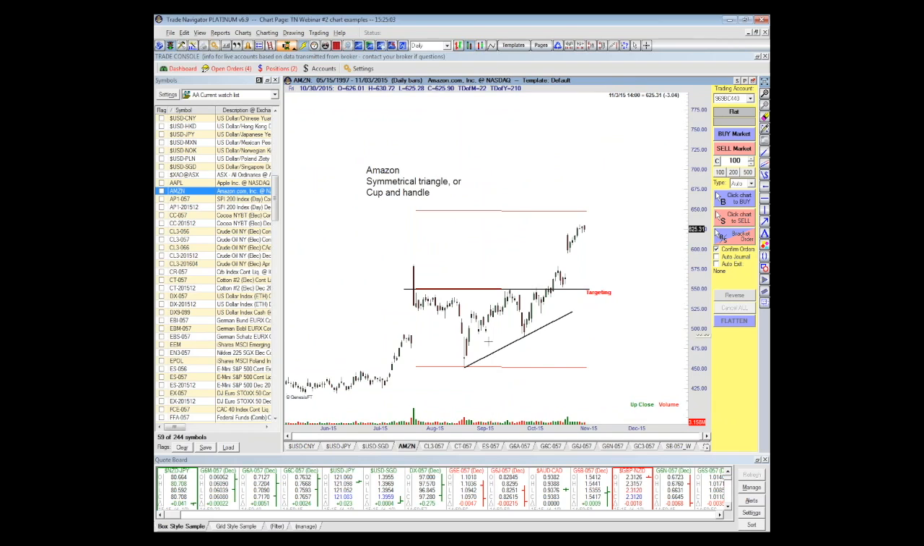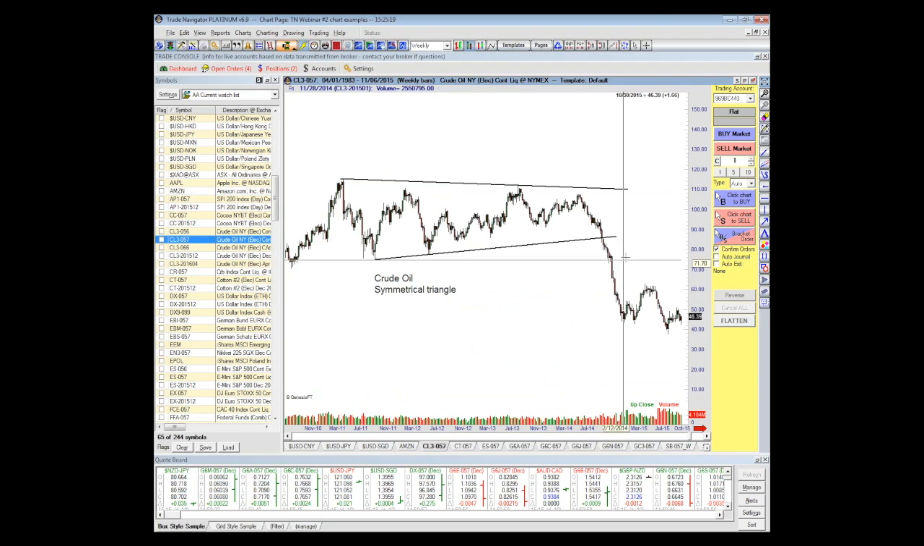This is Amazon. Now, this could be identified as either a cup and handle pattern or a right angle triangle. I have this wrong up here as symmetrical triangle. It would be a right angle triangle, an ascending triangle or cup and handle. Here's crude oil. This is a weekly chart and shows the massive symmetrical triangle top that developed in crude oil that broke out late in 2014 and has resulted in cheap gas. I paid $1.57 at the pump the other day. I don't think prices are there anymore.